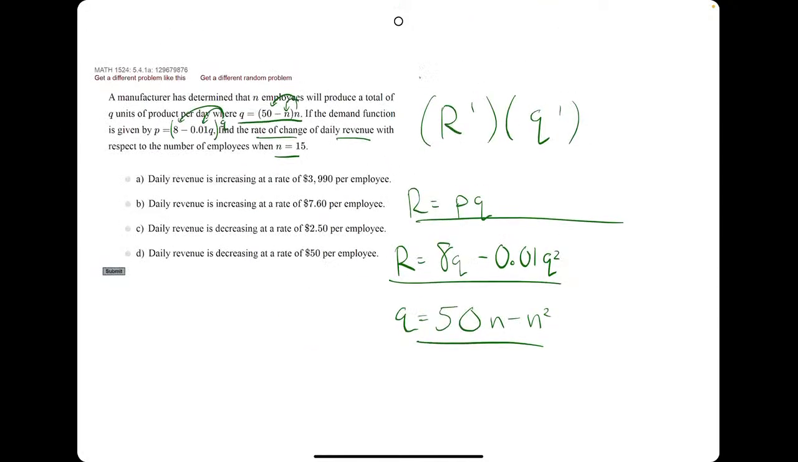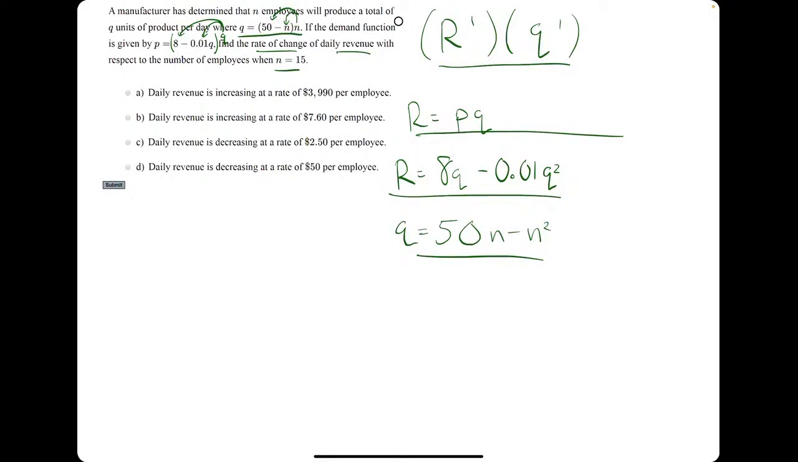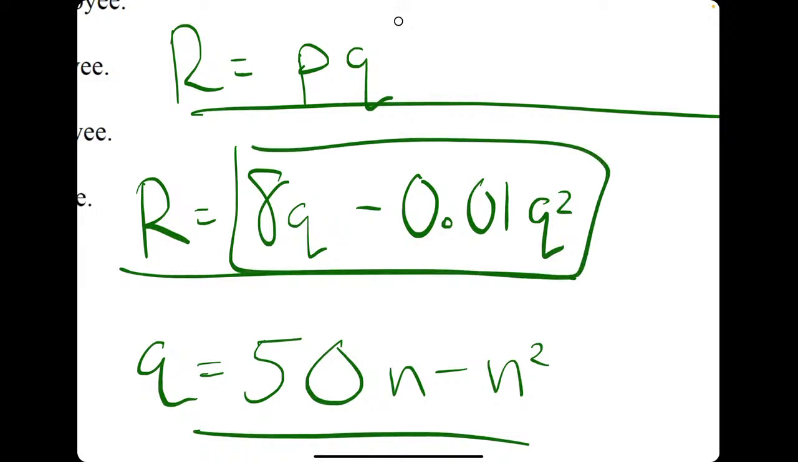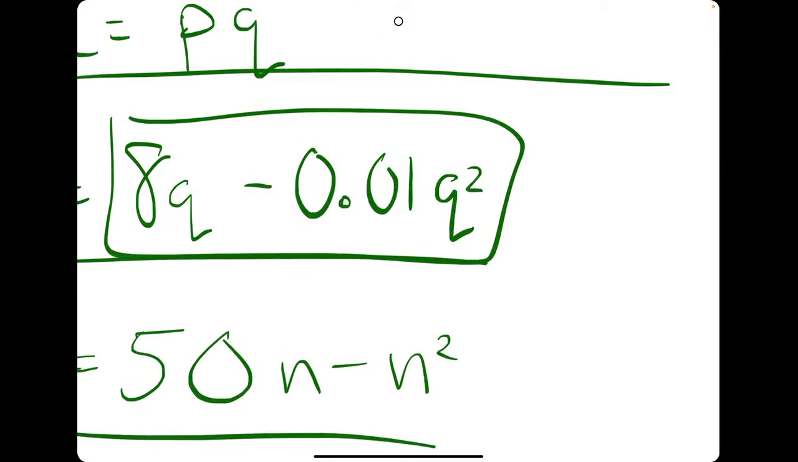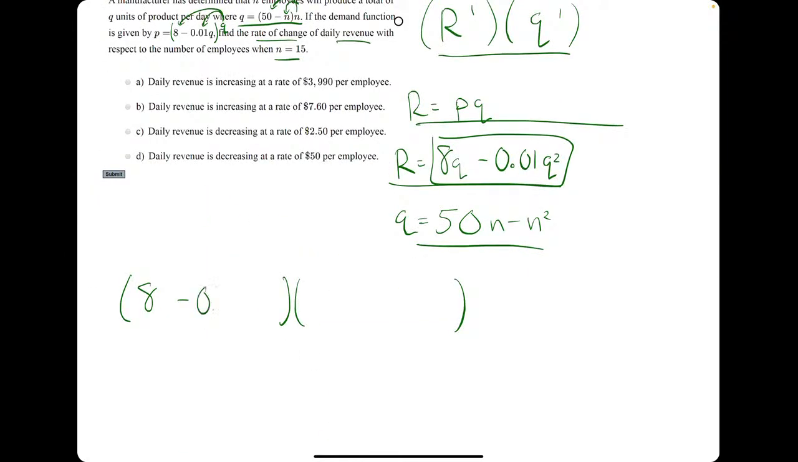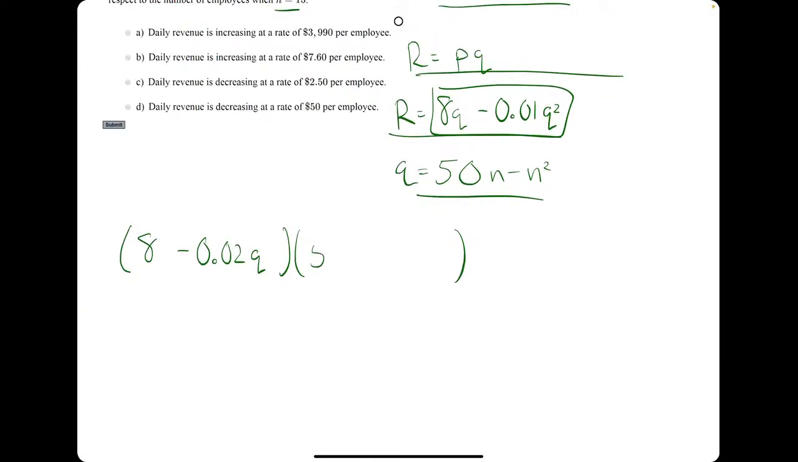Again, now that we have R and Q, that's our starting steps, we want to find R prime and Q prime. R prime is the derivative of this revenue function. So 8Q goes to 8. Negative 0.01 Q squared, we bring out the 2, multiply it by the 0.01, so minus 0.02 Q to the first, or just minus 0.02 Q. And then the quantity is 50N minus N squared, so taking the derivative of that, 50N goes to 50, minus N squared goes to minus 2N.